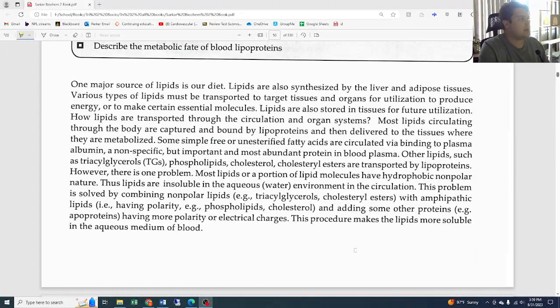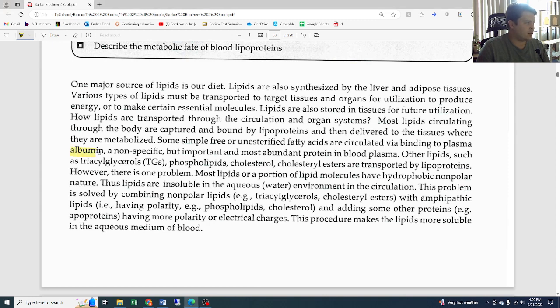Okay. So one major source of lipids is our diet. Lipids are also synthesized by the liver and adipose tissues. Various types of lipids must be transported to target tissues and organs for utilization to produce energy or to make certain essential molecules. Lipids are also stored in tissues for future utilization. Now, how are lipids transported through the circulation and organ systems? Most lipids circulating through the body are captured and bound by lipoproteins and then delivered to the tissues where they are metabolized. Some simple free or unesterified fatty acids are circulated via binding to plasma albumin.